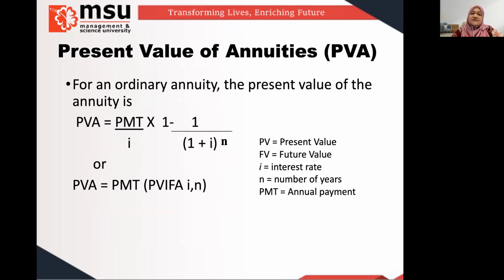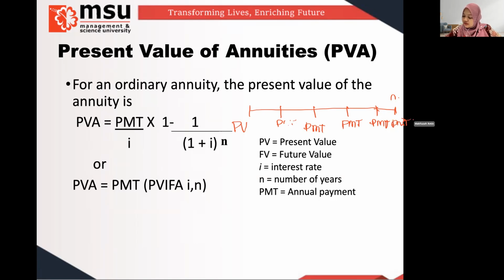So how to calculate the present value of annuities? The timeline for the present value of an annuity will be: there is a present value and there is a fixed payment for every year until maturity. Okay, there is a fixed payment until maturity. So we want to calculate the present value. For the present value of an ordinary annuity, we will apply PVA. PVA means present value of ordinary annuity.